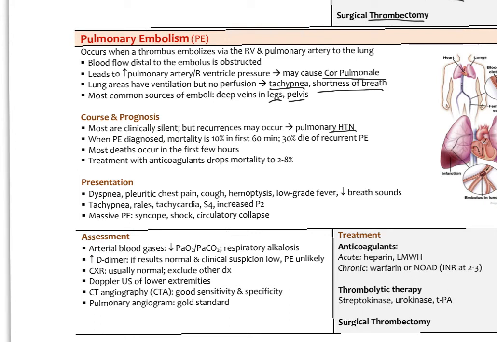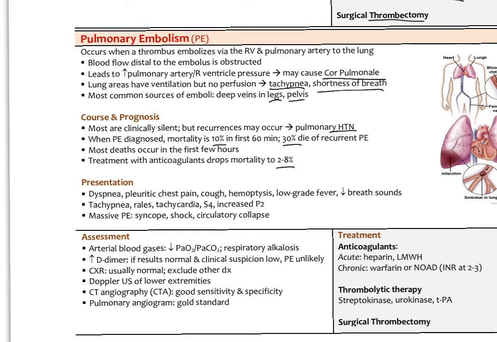When a PE is diagnosed, if a patient presents with symptoms, the mortality rate is actually 10% in the first 60 minutes. So this is where, kind of like with a stroke, immediate medical intervention needs to be given. 30% will actually die of recurrent PEs. Most deaths occur within the first few hours of presentation. And treatment with anticoagulants actually drops the mortality rate down to less than 8%, usually, and much lower. So this is where proper anticoagulation and maybe fibrinolytic therapy given early enough are life-saving.